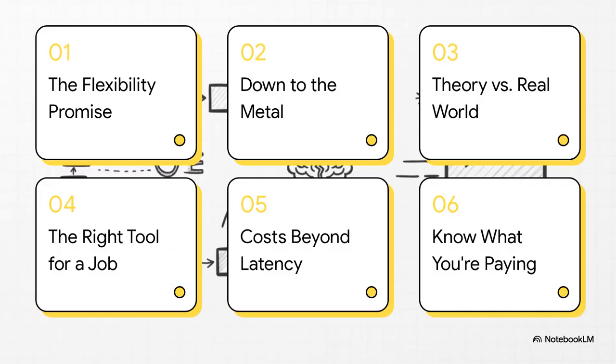All right, so here's our game plan. We're going to start with that promise of flexibility. Then we'll dive right down to the metal to see what's really going on. We'll pit the theory against reality, figure out the right time to actually use these things, and even uncover some costs that go way beyond just speed. It all leads to one crucial insight: knowing exactly what you're paying for.